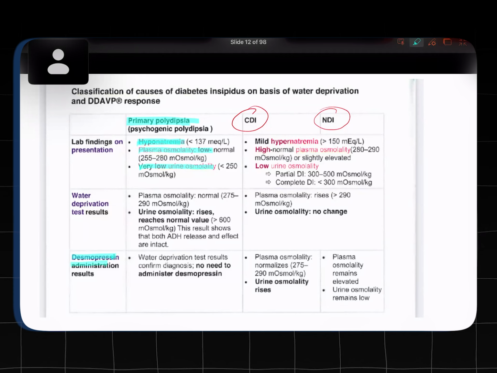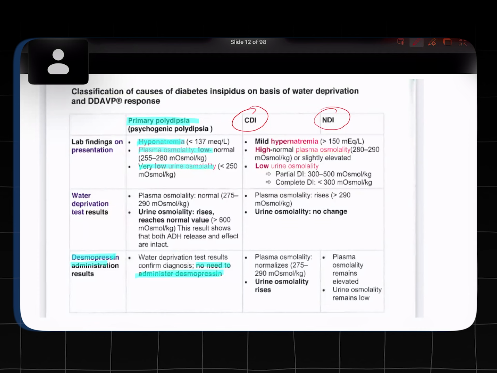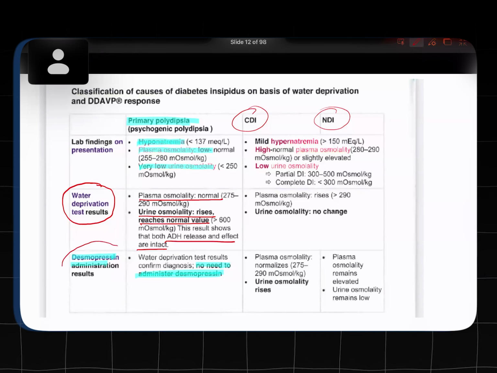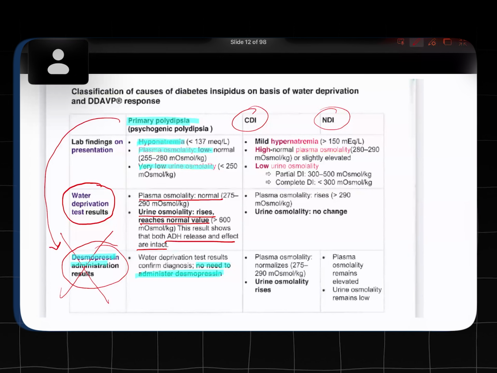Desmopressin administration, there will be no need to administer desmopressin. Why? Because it's a clinical diagnosis. If you are doing the water deprivation test, and the plasma osmolality is now normal and the urine osmolality rises and reaches a normal value, that means the ADH release and effect both are intact. So you do not need to give desmopressin in primary polydipsia, right? I think everybody knows this. We do not give desmopressin in primary polydipsia.